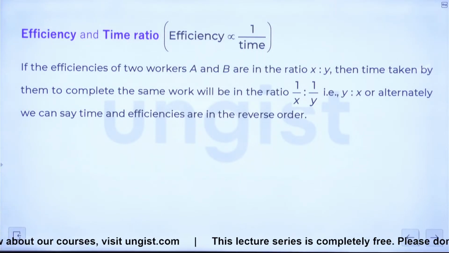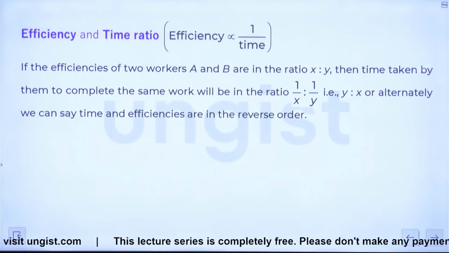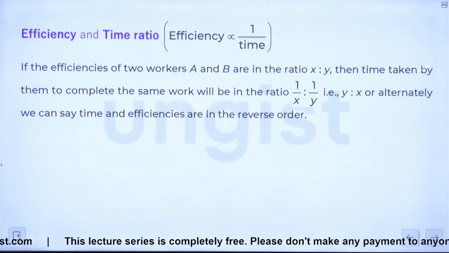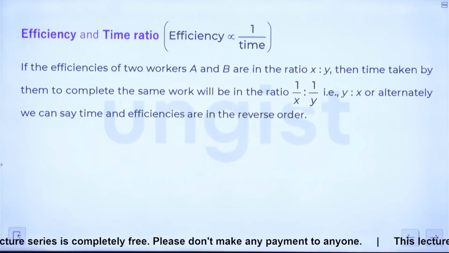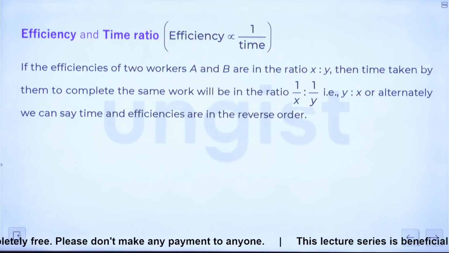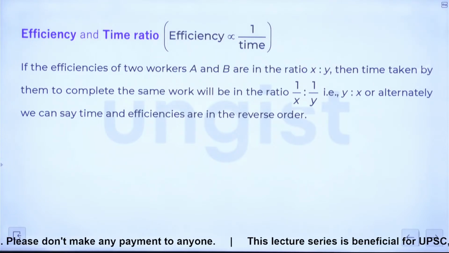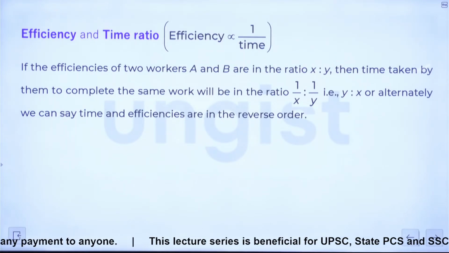If the efficiencies of two workers A and B are in the ratio x is to y, then the time taken by them to complete the same work will be in the ratio 1 by x is to 1 by y, that is y by x or y is to x. Alternately, we can say the time and efficiency are in the reverse order. Everybody got it?